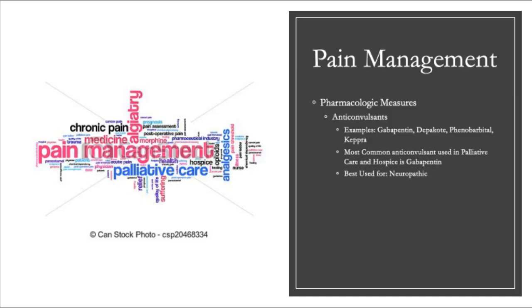Next, we'll talk about anticonvulsants. These aren't as common, I would say, except for the gabapentin. The gabapentin we use a lot, but I really didn't see a whole lot of the anticonvulsants used, and the one that I typically prescribed was the gabapentin. So, again, like I said, the gabapentin is the more common one, and then they're best used for neuropathic pain.